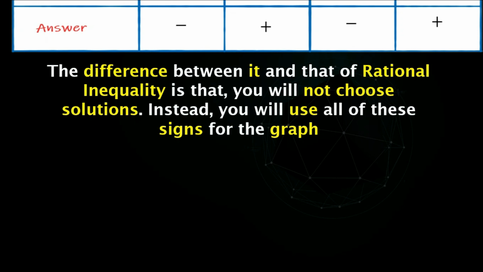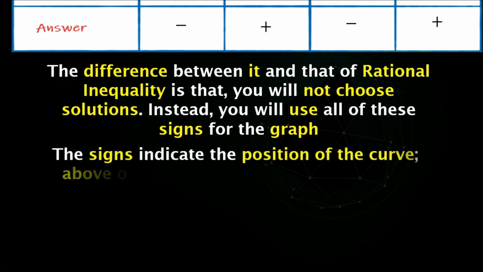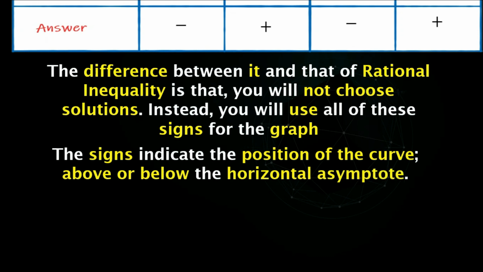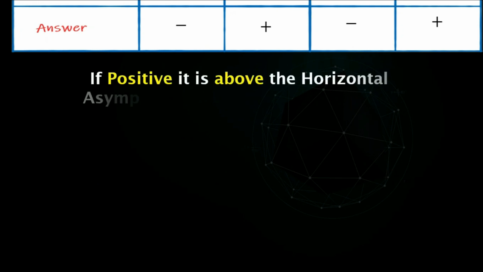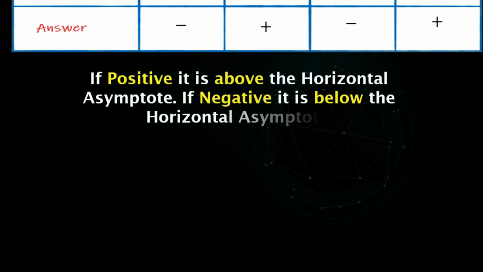This sign here indicates the position of the graph along with the horizontal asymptote. If positive, the graph will be placed above the horizontal asymptote, while if negative, the graph will be placed below the horizontal asymptote.